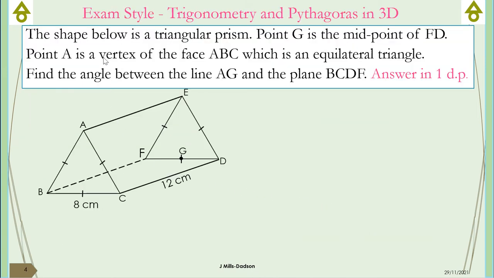Second example: the shape below is a triangular prism. Point G is the midpoint of FD. Point A is the vertex of the face ABC, which is an equilateral triangle. Find the angle between the line AG and the plane BCD. Answer in 1 decimal place.